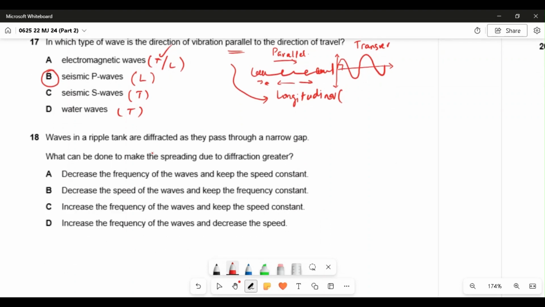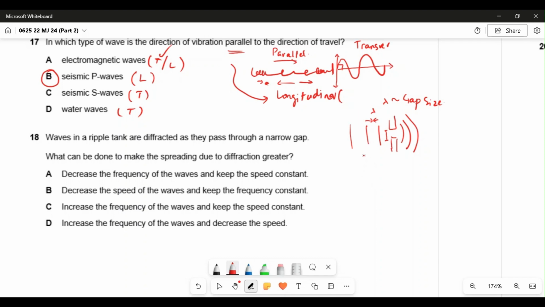Waves in a ripple tank are diffracted as they pass through the narrow gap. In a ripple tank, we know that these are the wave fronts, and this is a narrow gap, and this one is the diffraction phenomena. First thing we have to remember, the wavelength of the wave should be compared to the size of the gap. So wavelength should be approximately equal to the gap size of the slit, or the length of the side.